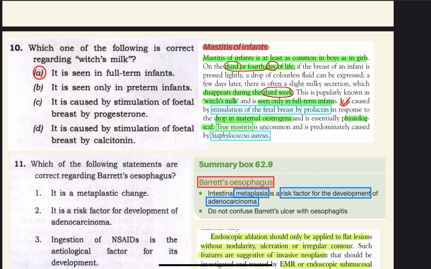Sometimes it can become true mastitis because of Staph aureus. So here, the option that it is seen in full term infants is correct. It is not seen in preterm, so this is wrong. Then, it is caused by stimulus of fetal breast vaporization? No, it is a drop in maternal estrogen. So option A is the correct answer.